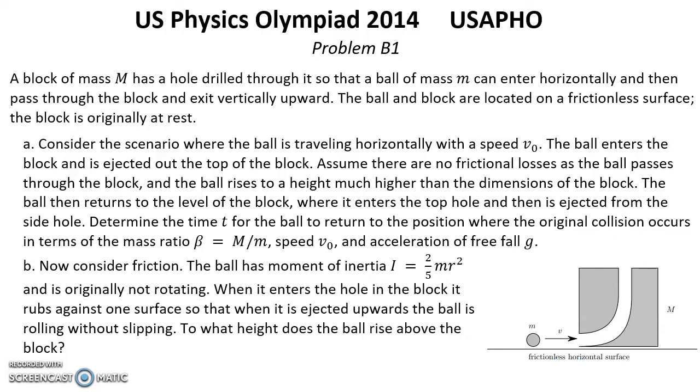The ball has a moment of inertia I equal 2 over 5 m r squared and is originally not rotating. When it enters the hole in the block, it rubs against the surface so that when it is ejected upwards, the ball is rolling without slipping. To what height does the ball rise above the block? Solution.